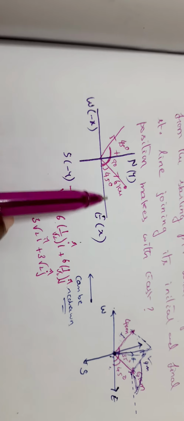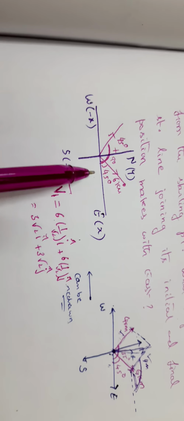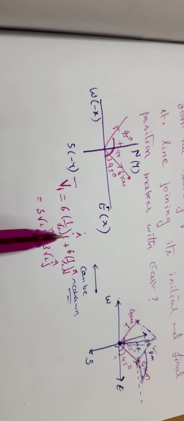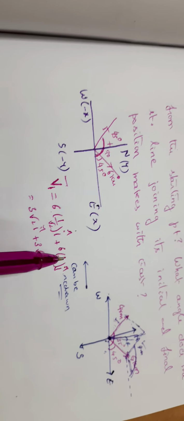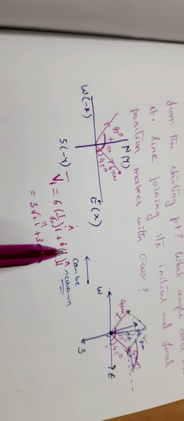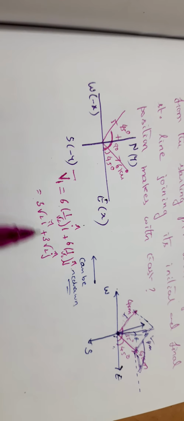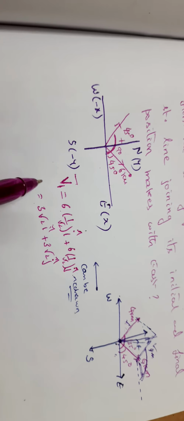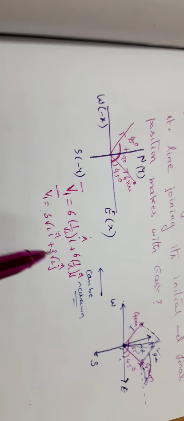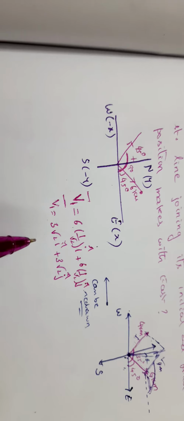What is my x? As I already said, it is ax, which is a cos theta, and ay is a sin theta. So I got 3 root 2 i cap plus 3 root 2 j cap. This is my V1 bar. So that means one of the vectors which is acting on the car is known to us.